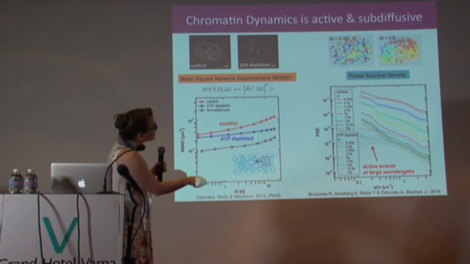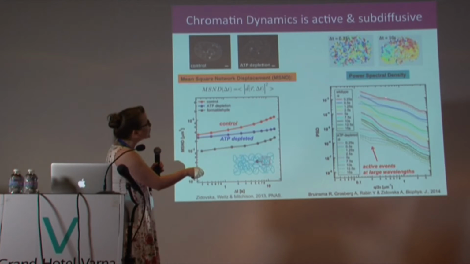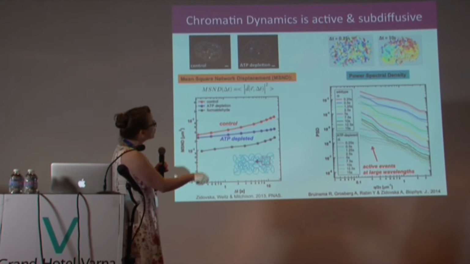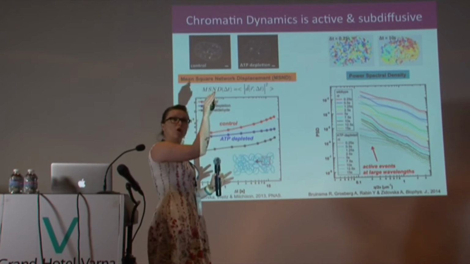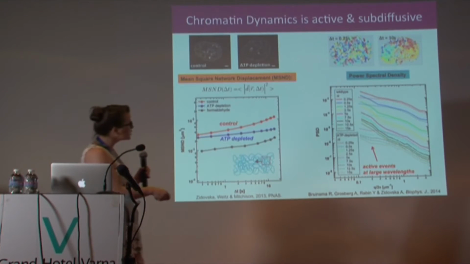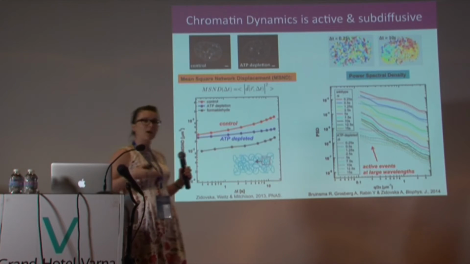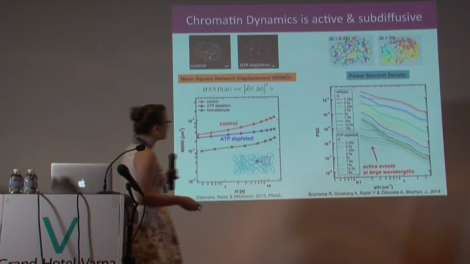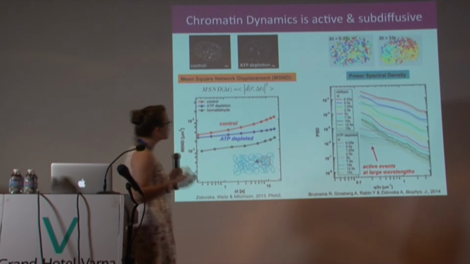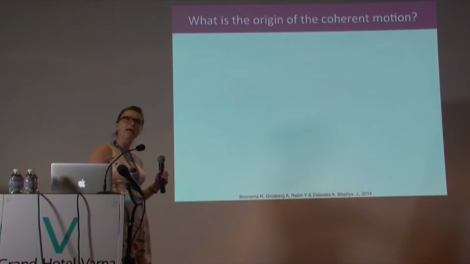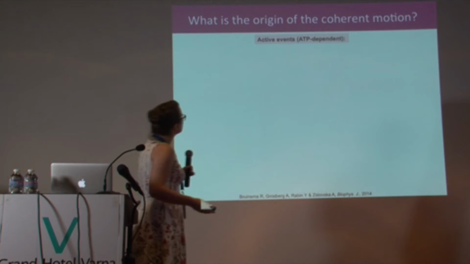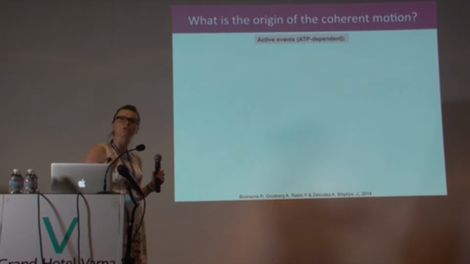So what you can see is that at all time scales, these curves are very similar, except for here, these large wavelengths, low Qs, where we have a strong deviation. So this suggests very nicely that active events are highly influencing the large wavelength fluctuations. So we've moved further on that and started to think what type of active processes can actually be contributing.